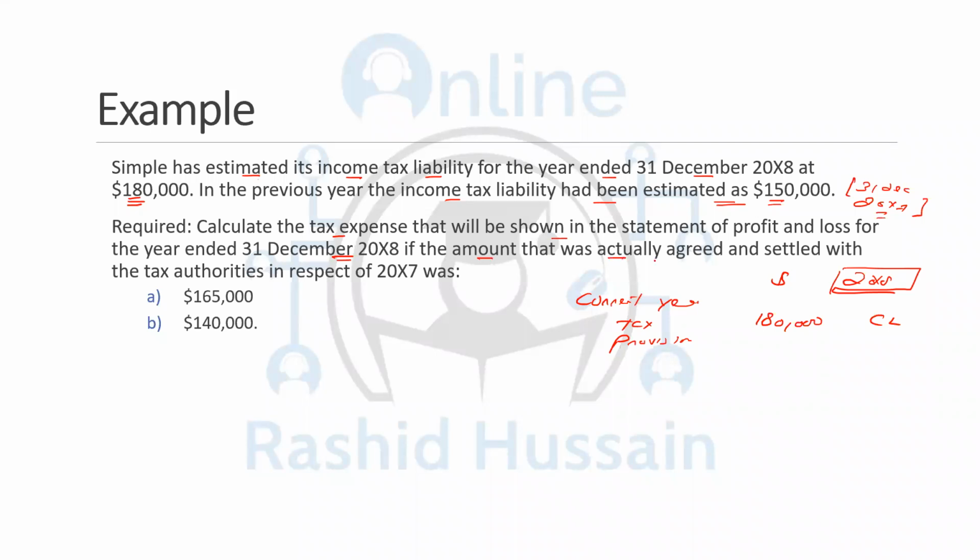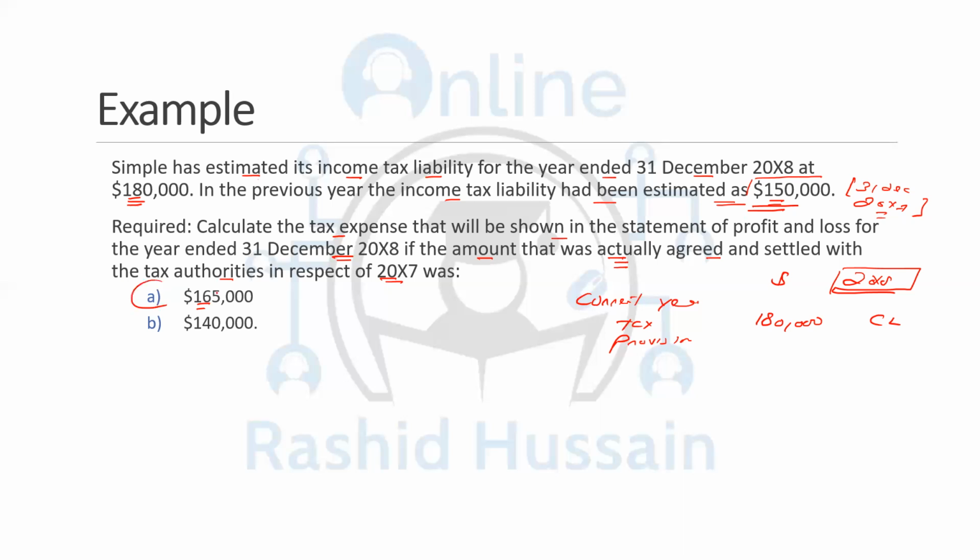Now, what was the estimated tax of 2007? It was 1,50,000. And they say the actual figure of 2007 was 1,65,000. Now, what I told you, compare the estimated with the actual. So the estimated tax of 2007 was 150. They became aware of the actual tax in 2008. Now we can simply do the adjustment.